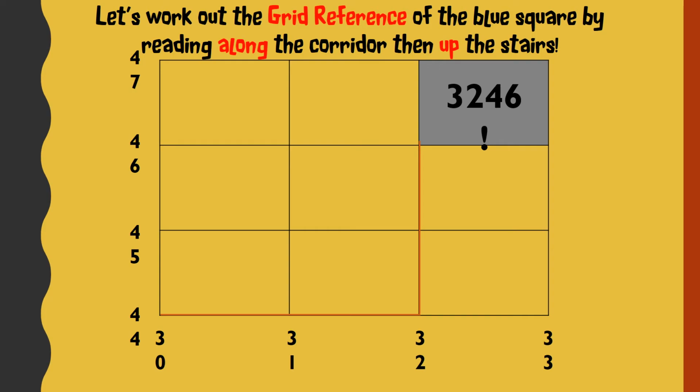Sorry, we would say we were in 32, 46. 32 because that's the easting, and 46 because that's the northing. 32, 46: along the corridor and up the stairs.